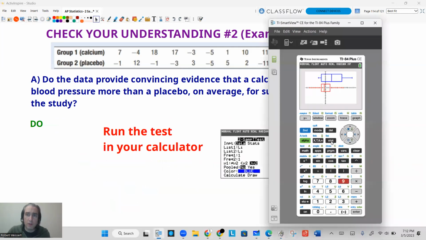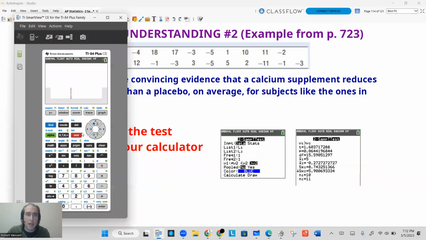Now, I have the data in L1 and L2. So this is going to be stat test, 2-SampTTest, option number 4. And because our data is entered in L1 and L2, make sure that we, in this case, do the greater than, because we are testing to see if this is bigger than that. Keep it at no for pooled and go down to calculate. And there is your test statistic, 1.6, your p-value of about 6.44%, degrees of freedom 15.59, and all the other summary statistics. If you scroll down, you can get the samples.